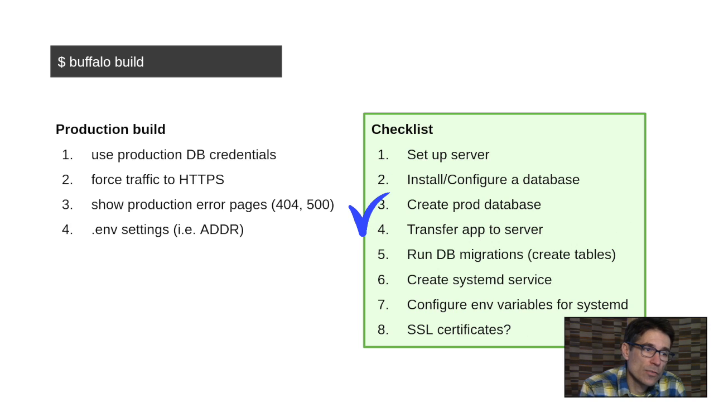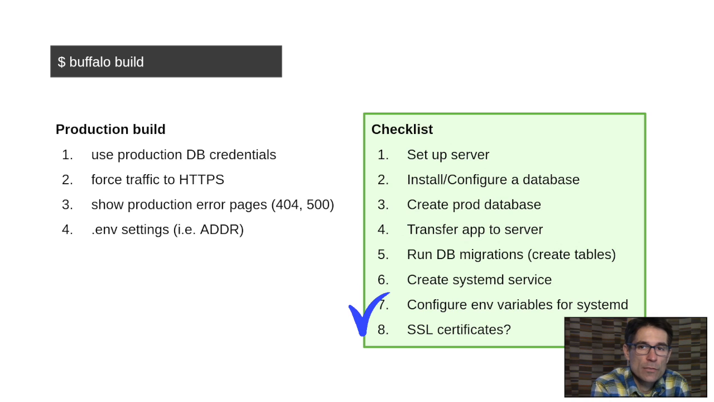Step four, transfer our app to the server. Run our database migrations with the Buffalo binary, and then we want to run our application on the server. One common method for that these days is systemd. We can create a systemd service to run the application and set some configuration and some restart rules.